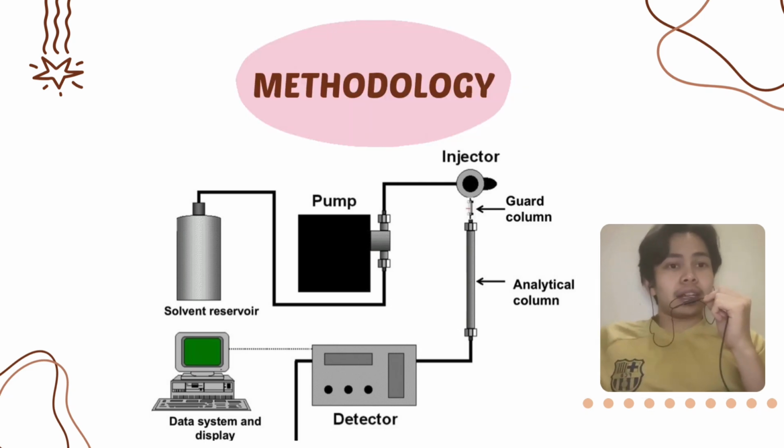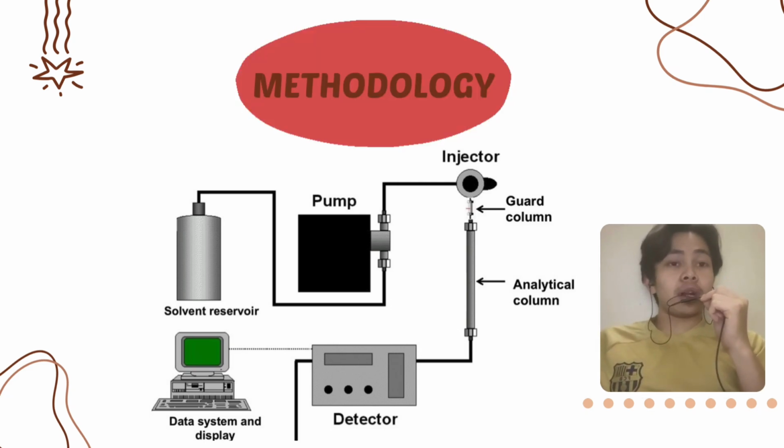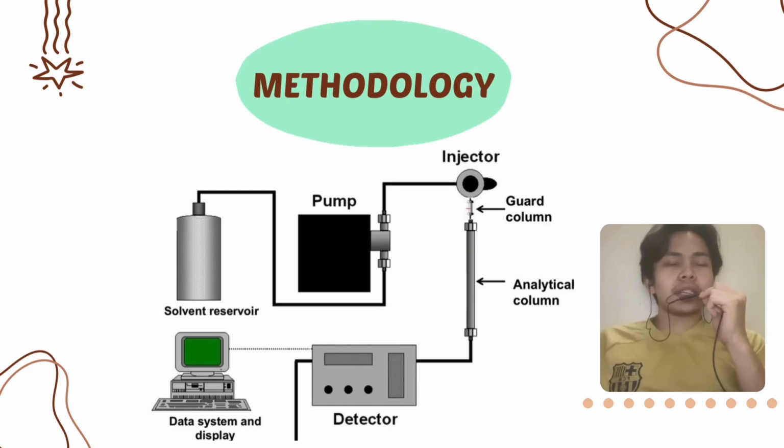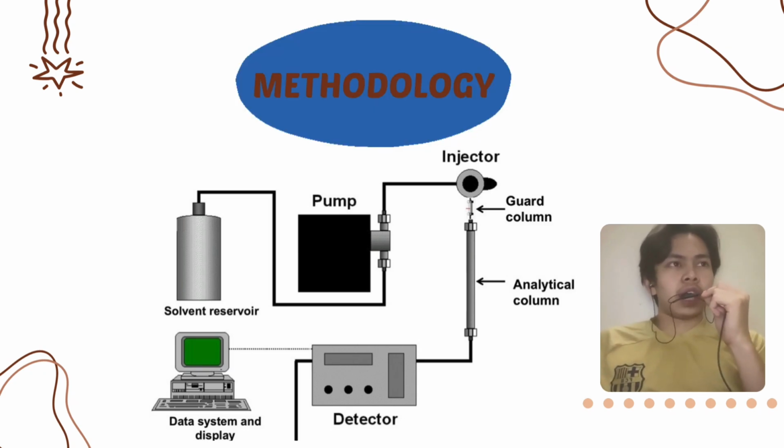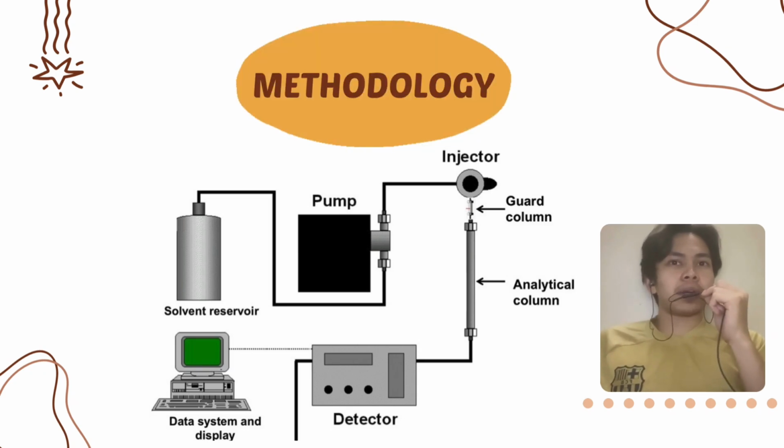The second step is the column setup. The column itself is packed with a stationary phase, which could be a solid or a liquid phase, depending on the type of chromatography being performed. The column is usually long and narrow to allow for the separation of the components over time.